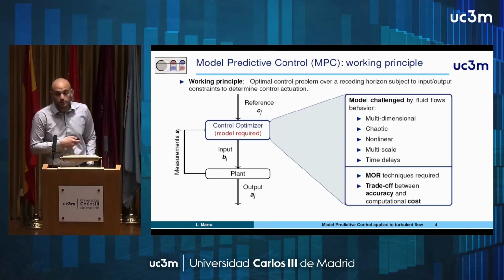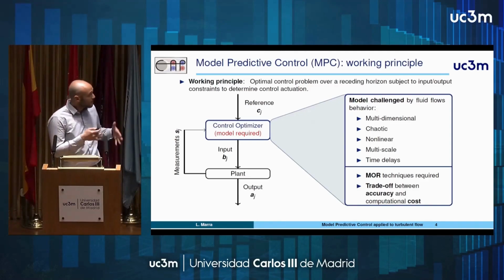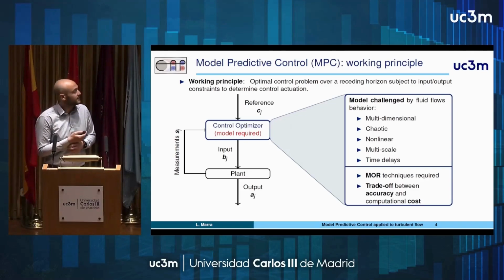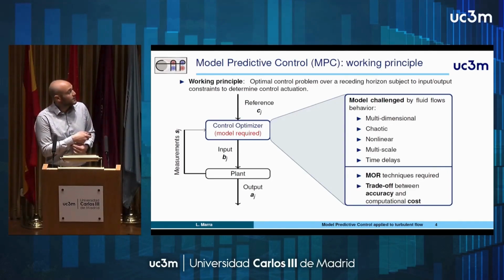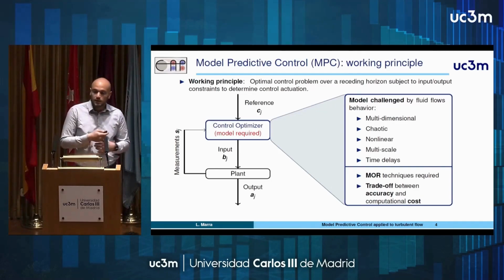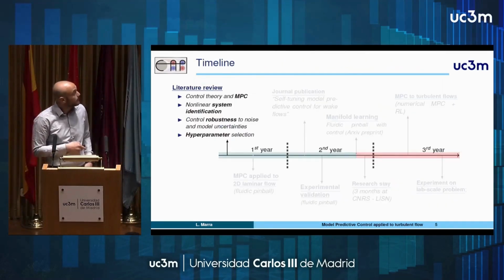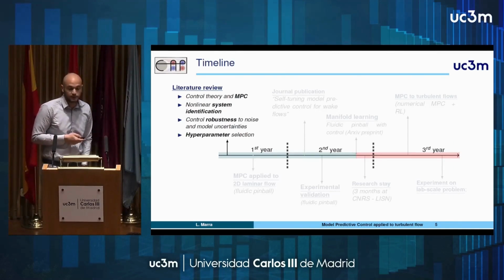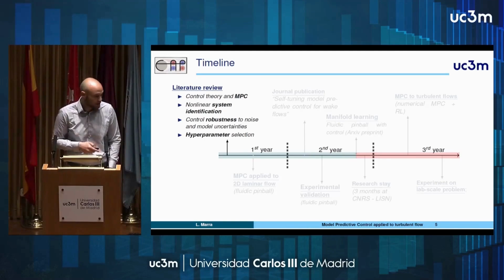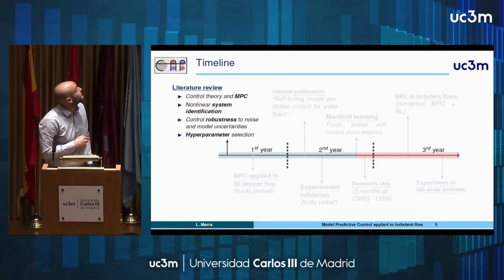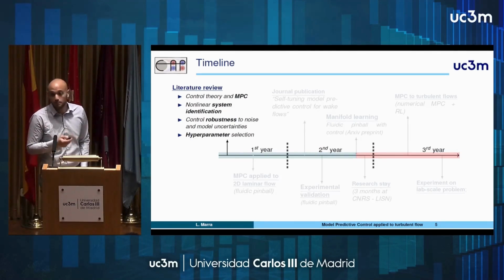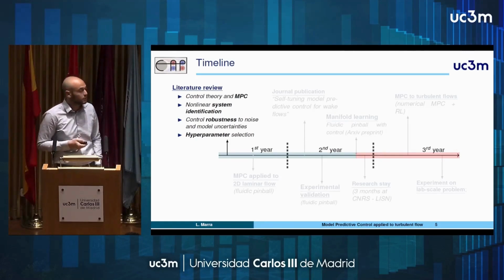So we need model order reduction techniques, and this is where my thesis is more or less focused, in the application of model predictive control and solving all the problems related to it. In having this model, we need to perform a trade-off between accuracy and computational cost. This is a timeline of all the activities I did so far during the PhD. The first year was mainly focused on literature review: model predictive control, general control theory, and nonlinear system identification to obtain these reduced models.